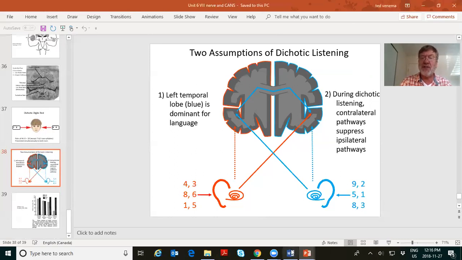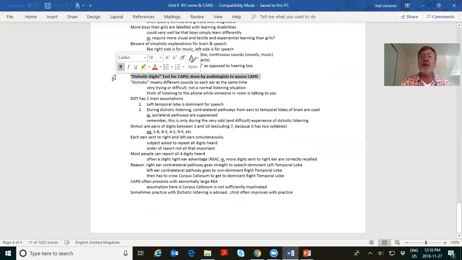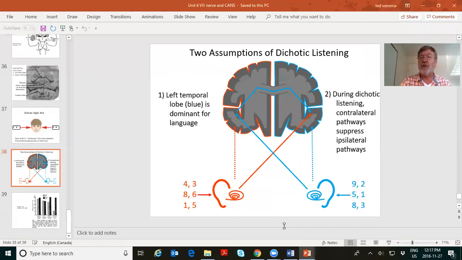So this is a test done by audiologists, not by ENTs, to assess for learning disabilities or central auditory processing dysfunction. What's to make of that? Well, eventually the child matures and this does myelinate. And so that huge right ear advantage disappears. Okay, but ordinarily, when this is not myelinated very well, there's going to be a big right ear advantage.